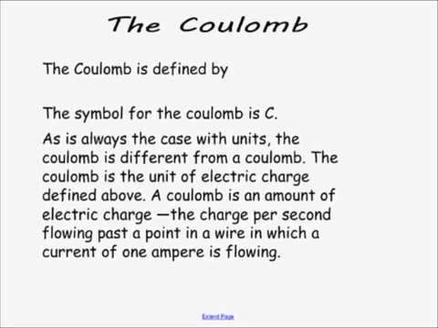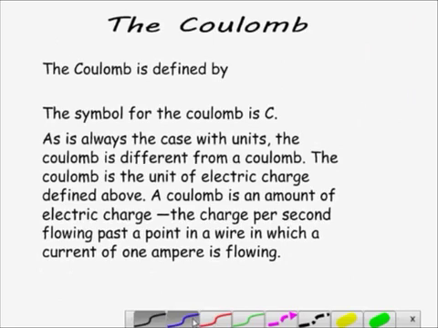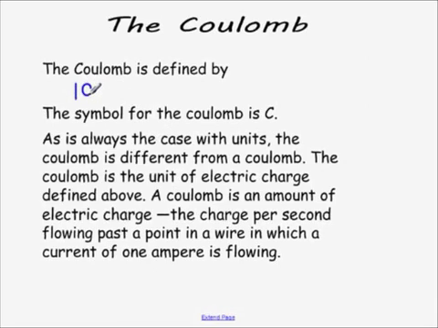Now the coulomb is the unit of charge. Okay, the symbol for the coulomb is C. Now, what the coulomb is equal to? Okay, so 1 coulomb is equal to what happens when you have 1 ampere of current flowing for 1 second. Okay, so that's how much a coulomb is.